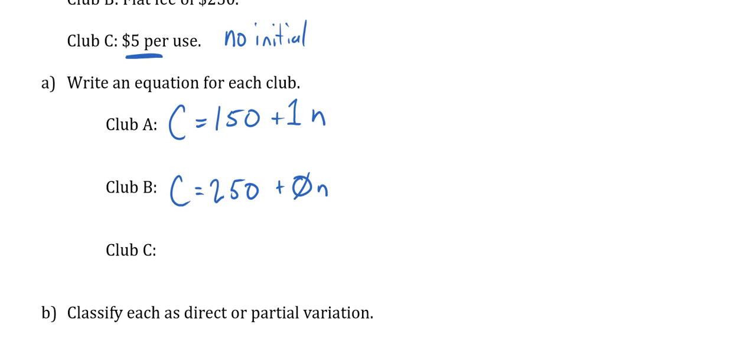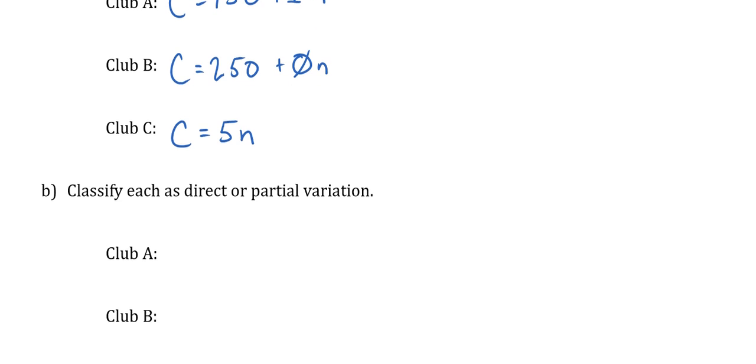And then Club C is $5 per use. So for Club C, the cost is going to be $5 times the number of uses. So 5N. That's where the rate always goes, beside the N like that, right? Plus 0 because there's no initial fee. And again, I don't need to put that, but if you want to, you can.